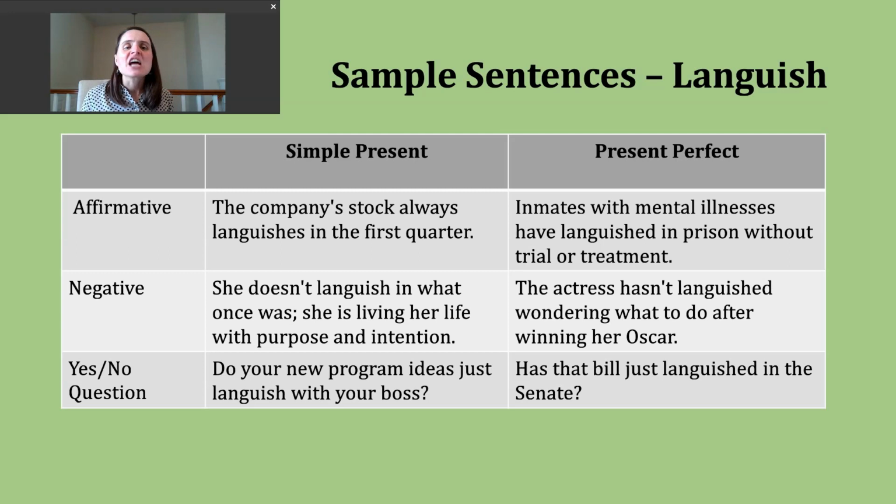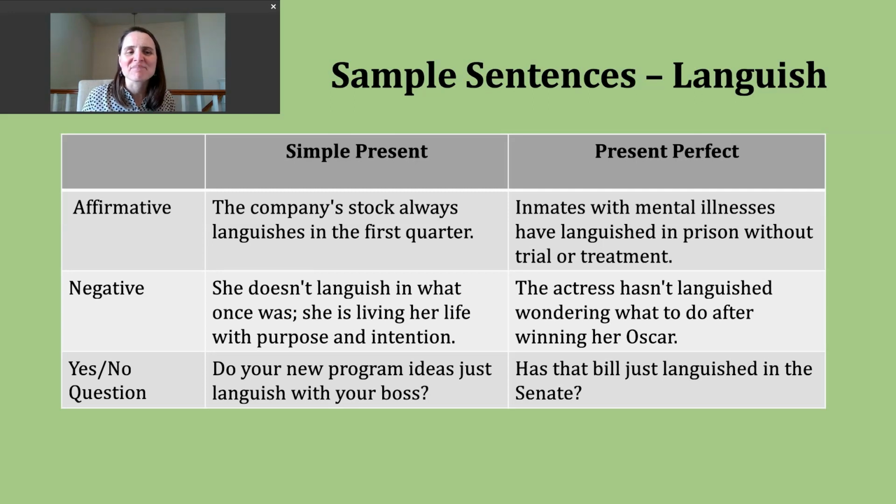Here's an example. She doesn't languish in what once was. She's living her life with purpose and intention. I borrowed this sentence and made a couple quick edits to keep it shorter, but it was describing someone who has faced many challenges. This particular person isn't falling into that depression, even though there might be things the person could grieve or mourn in this case.